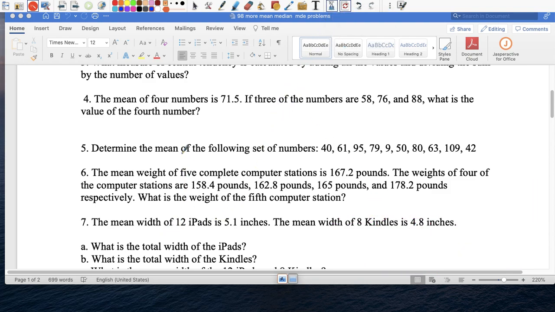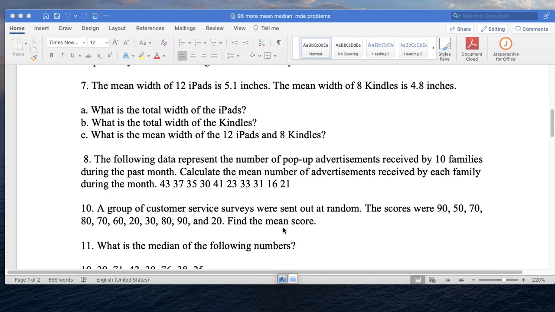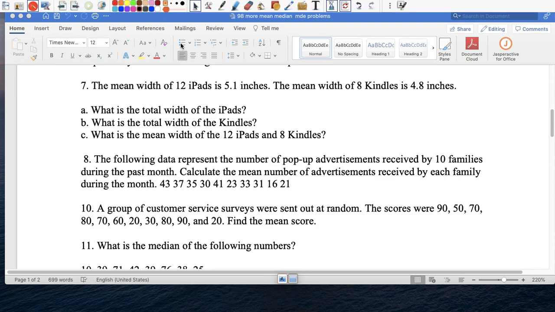The mean width of 12 iPads is 5.1 inches. The mean width of 8 Kindles is 4.8. What is the total width of the iPads? Well, if you think about it, you have 12 iPads, right? You divide by 12 and you got 5.1 inches, right? So you added 12 numbers here.